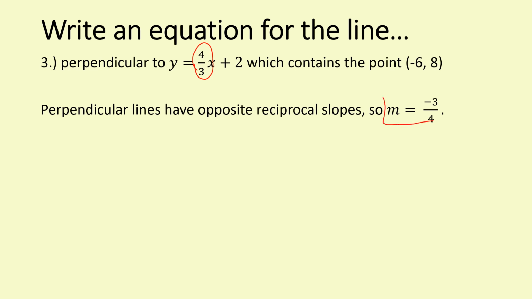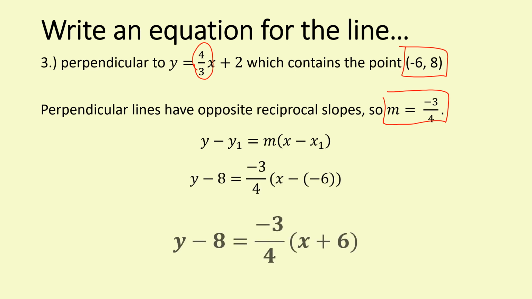Once we have this slope, we're going to take that and pair it with the point that it gives us. And since it's not specifying any form that it wants it in, we're just going to pick the easiest one, which is point slope form. Plug everything in, simplify it, and we get our answer.